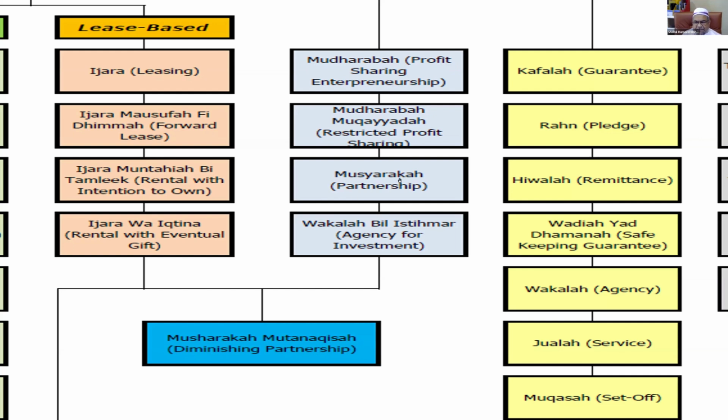Musharaka is a partnership. Both sides put capital, investor, investee. Both sides put capital and then they run a business together, or it's a sleeping partner, no problem, you can do. Then here the profit sharing ratio is fixed in the beginning, but the loss sharing ratio is according to the capital each contributed to the Musharaka arrangement.